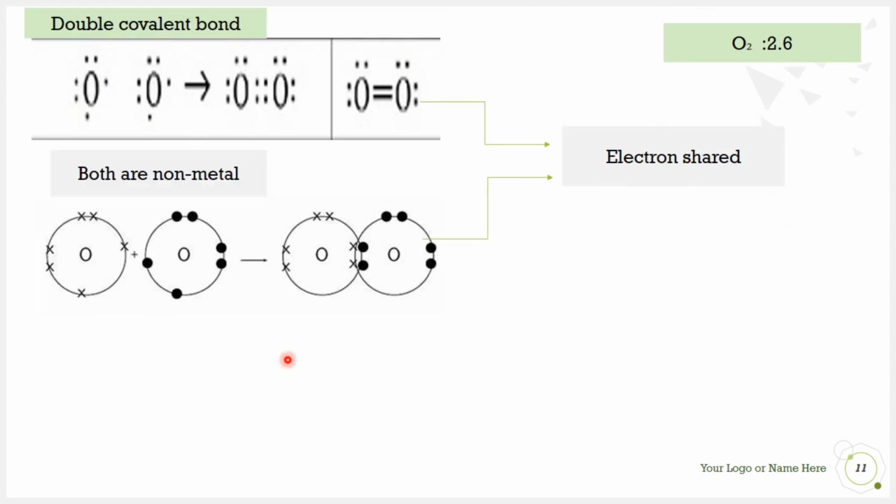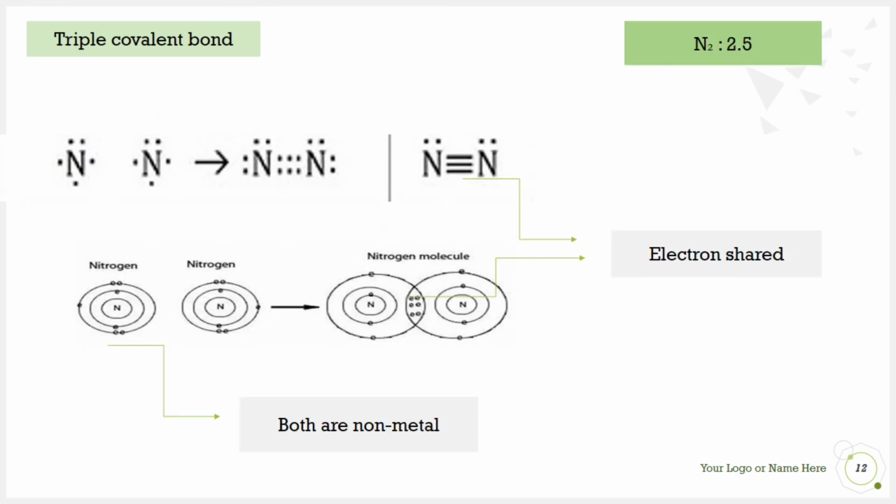Next, this is an example of a double covalent bond, and they also need to share electrons to become stable. And the last one is an example of a triple covalent bond.